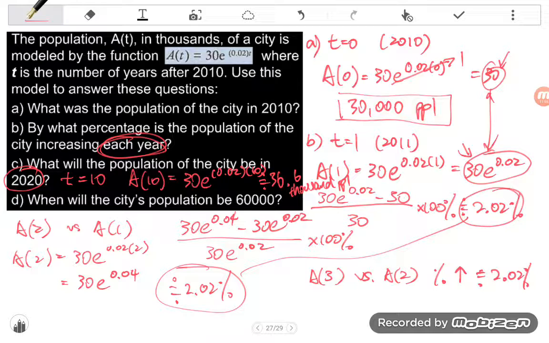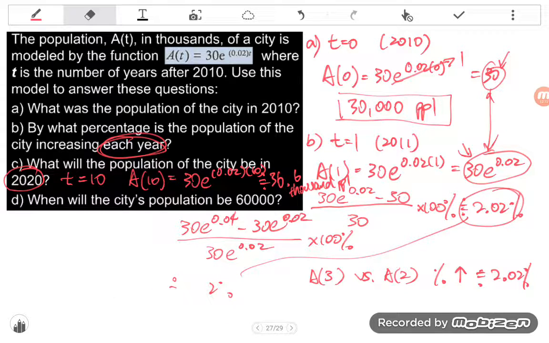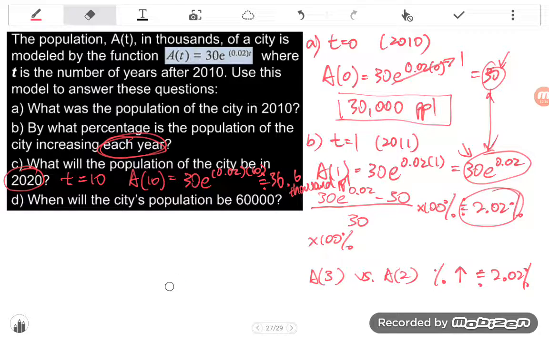For part D, they want us to find the time. When will the city reach 60,000 people? Because I'm running out of space, I'm going to delete this part. Please feel free to rewind if you need to.